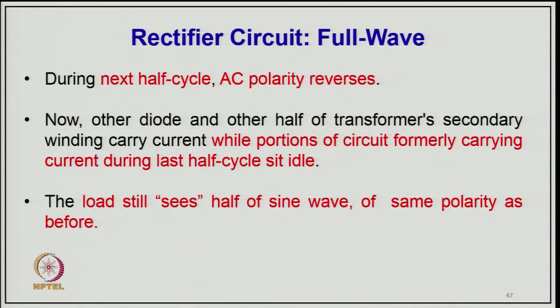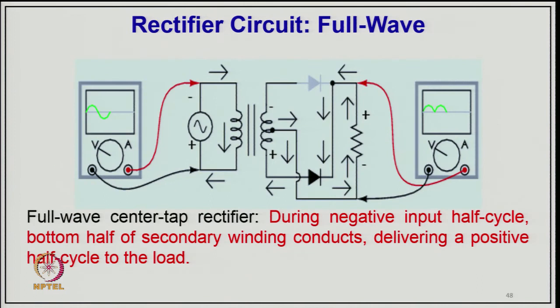During the next half cycle, the AC supply reverses, and now the other diode and the other half of the transformer secondary winding carry current, while the portion of the circuit formerly carrying current during the last half cycle sits idle. The load still sees a half of the sine wave of the same polarity as before, and just now the lower diode conducted to provide the current, and you see another half.